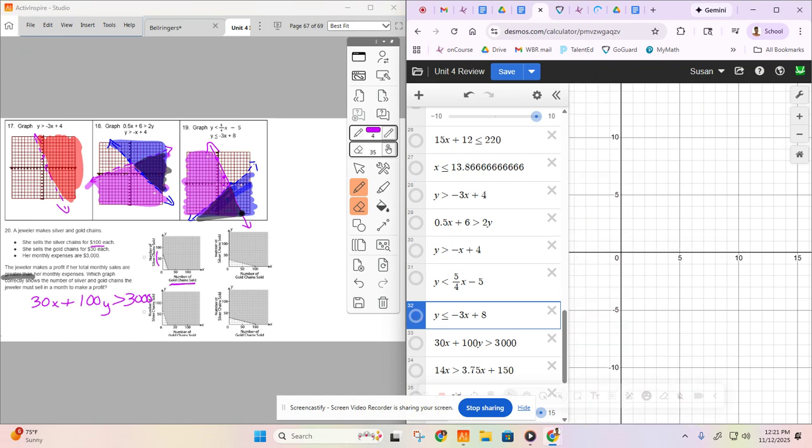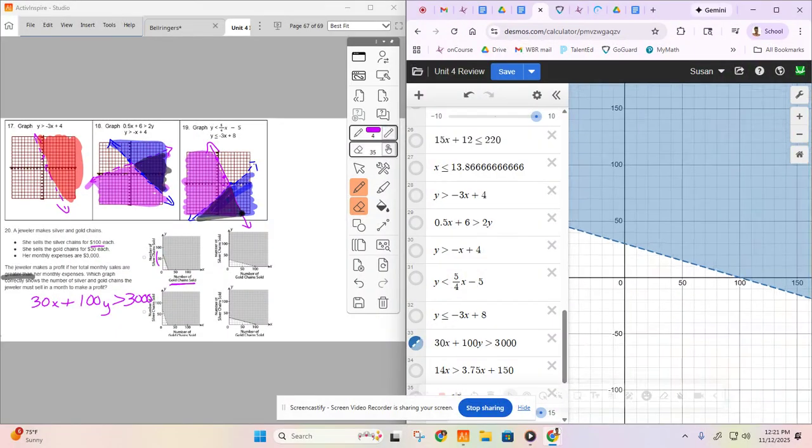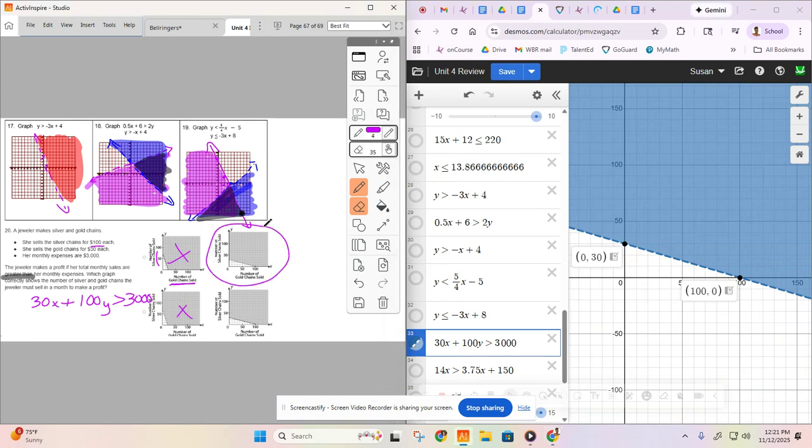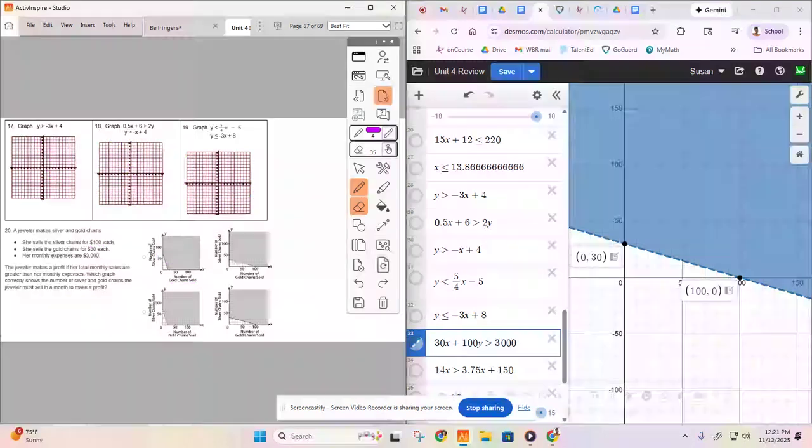So when I graph that, I see that it goes through the 0, 30, and 100. So this is not it, this is not it. And it has a dashed line, so this is the correct one. On the test, you have a problem like this, but it's different prices and the words are in different places.